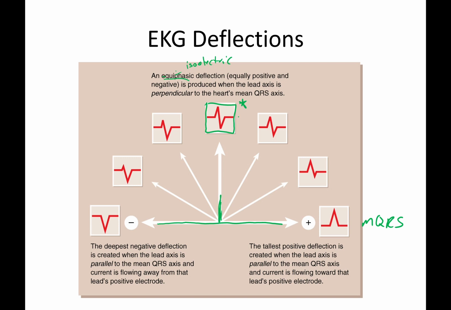If any of those other leads is running parallel to the mean QRS, you'll wind up with either a really positive one or a really negative one. But that makes it really, really tough to figure out which one's which. Looking for the isoelectric one's way easier.